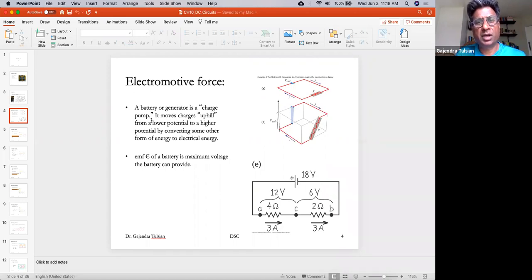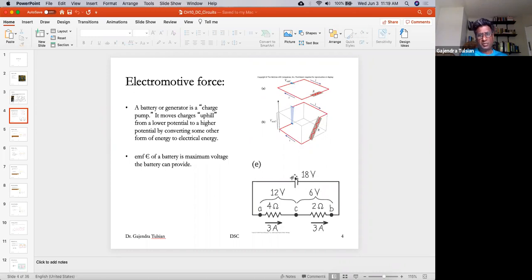It moves charge uphill from a lower potential to a higher potential by converting some other form of energy to electrical energy. So when you buy a battery, what you have done is you paid for a certain amount of energy, a certain amount of energy in a convenient form. The EMF of the battery, also known as the electromotive force, often denoted by script E, is the maximum voltage the battery can provide.